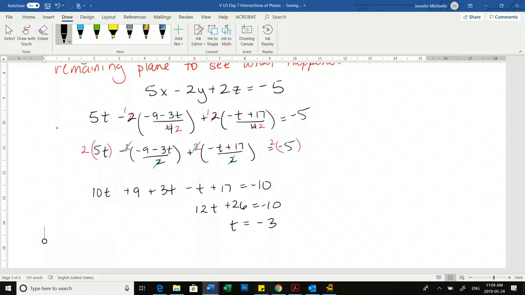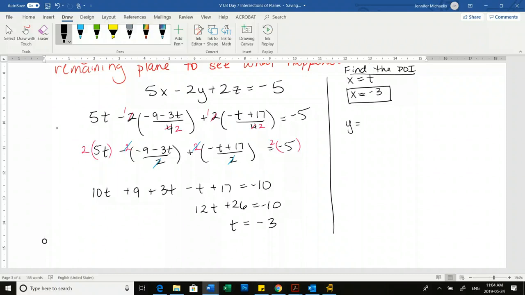Did we find the point of intersection yet? No, we have not. This continues. We're almost there, though, because we have 3 parametric equations that are already isolated for t. So if x equals t, then x equals negative 3. This is the last step. We're going to find the POI. So x equals negative 3. That one's done. Y is equal to negative 9 minus negative 3, all over 4. So y is equal to 0.